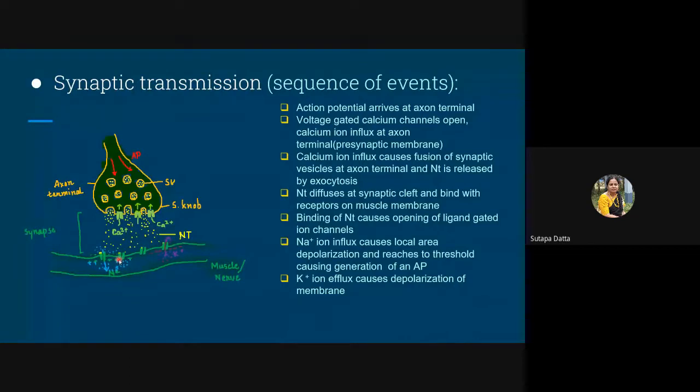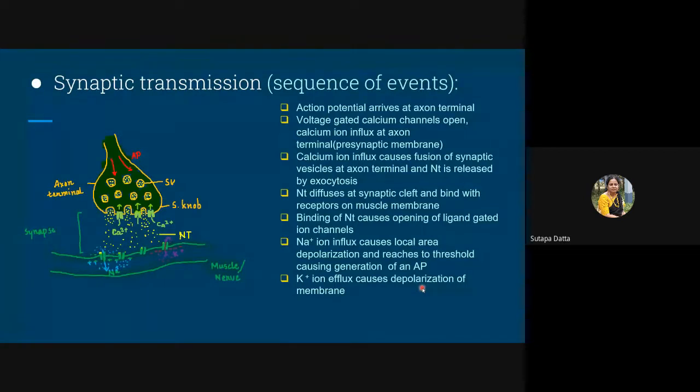When the sodium ion channels are opened, they allow local area depolarization. And when there is opening of potassium channels, it will efflux the potassium and cause hyperpolarization of the membrane. So this is the sequence of events which occur during synaptic transmission.